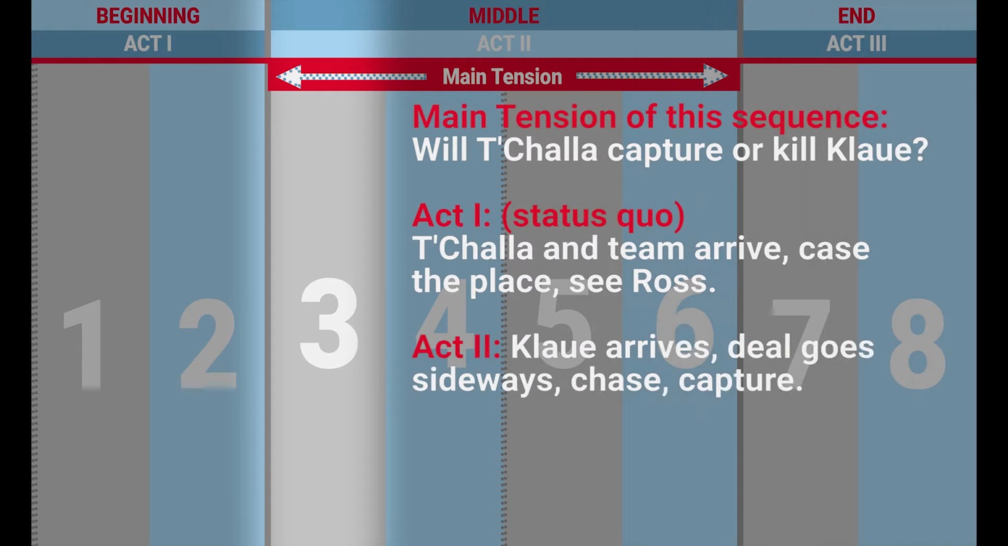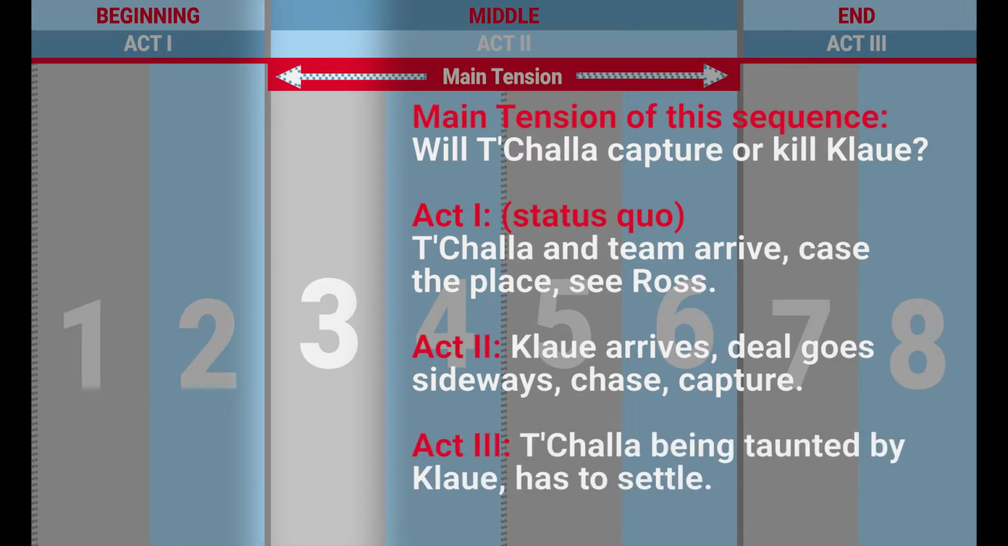Act 2 of this sequence begins when Claw arrives. Okay, so Claw's there, we're going to try to do this. The deal goes sideways, there's a shootout, there's a fight, there's a chase through the streets. Ultimately, we catch Claw. That's the end of the second act of the sequence. The third act is the interchange between T'Challa and Claw, where Claw is taunting him.